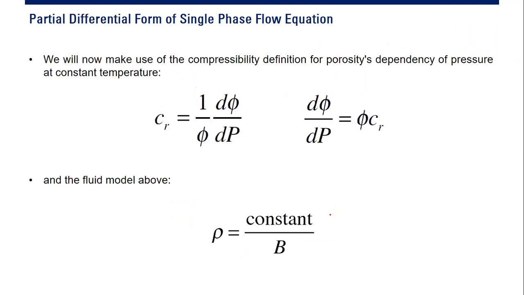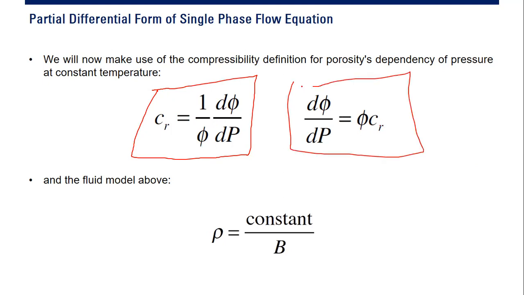And then we continue. We will now make use of the compressibility definition for porosity dependency of pressure at constant temperature. So we will remember, ya, kita akan mengingat lagi. We have this equation for rock compressibility, it's actually 1 divided by porosity multiplied by d porosity per dp. Yeah, that's the definition of rock compressibility. So if I rearrange, d porosity per dp equals porosity multiplied by CR.